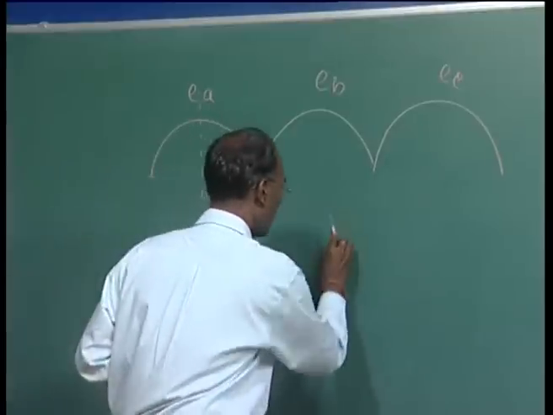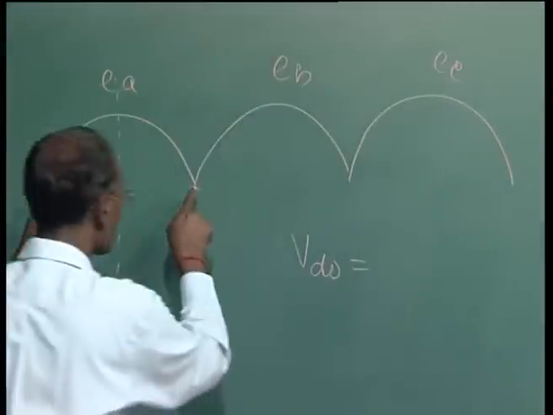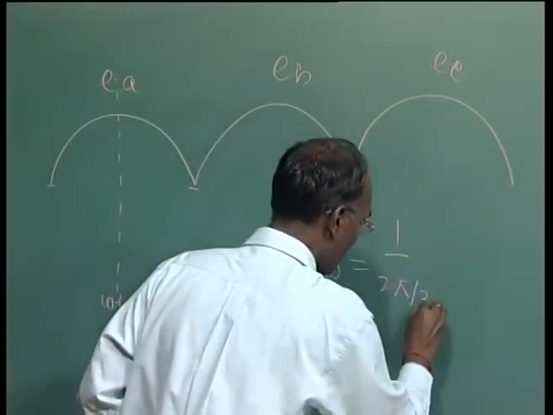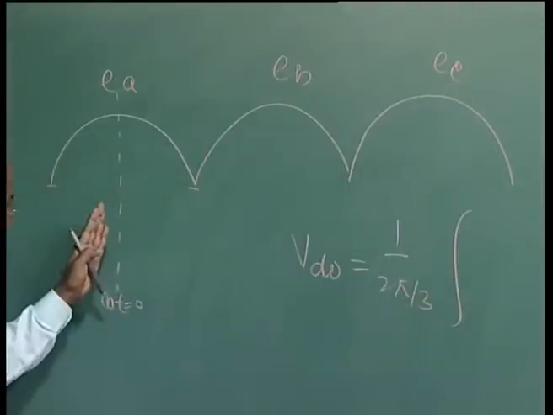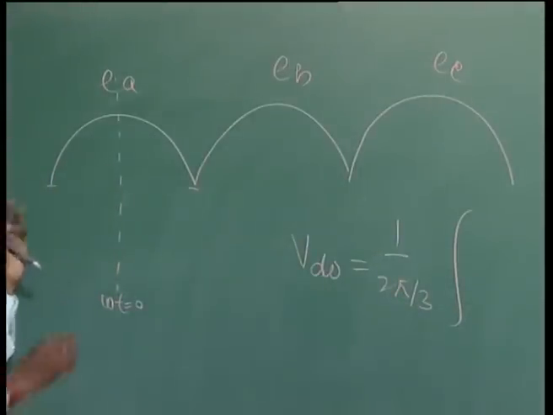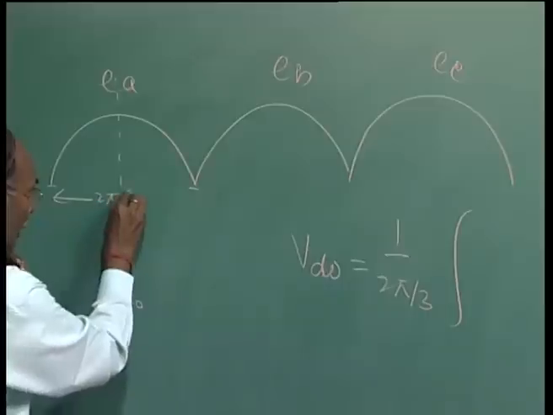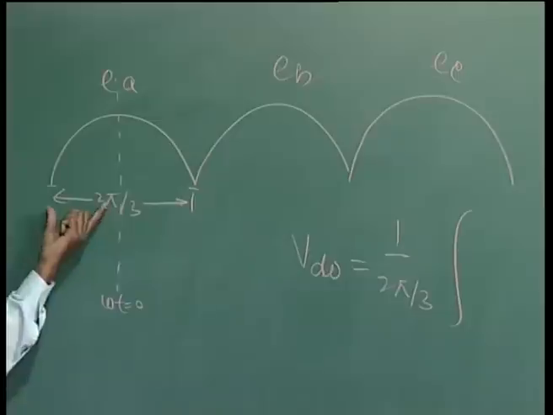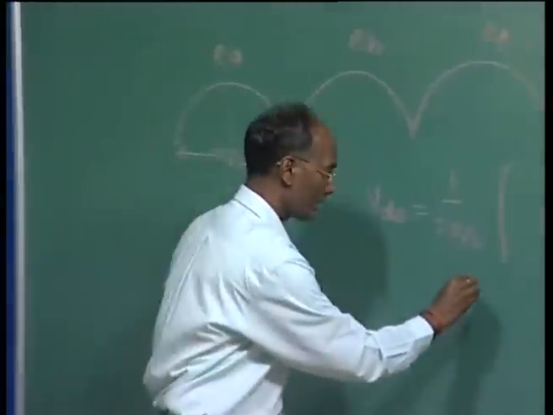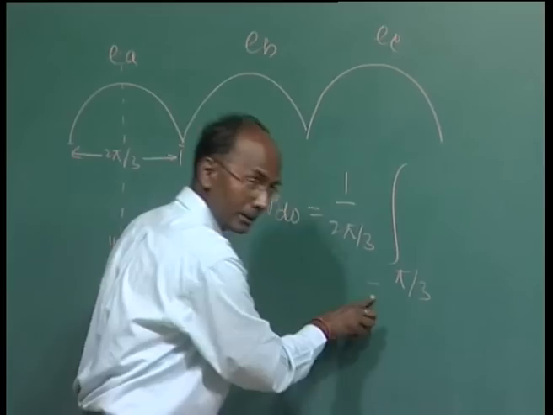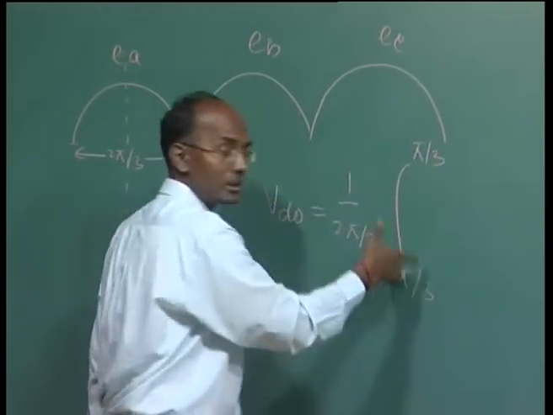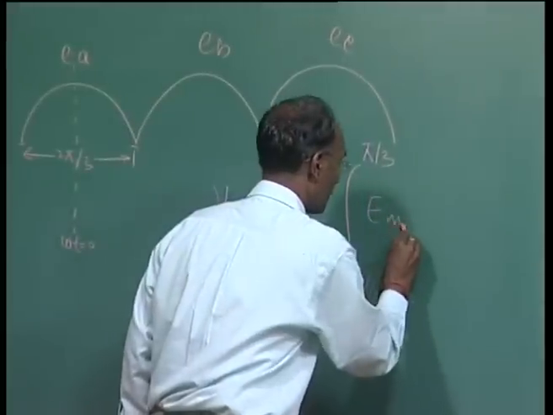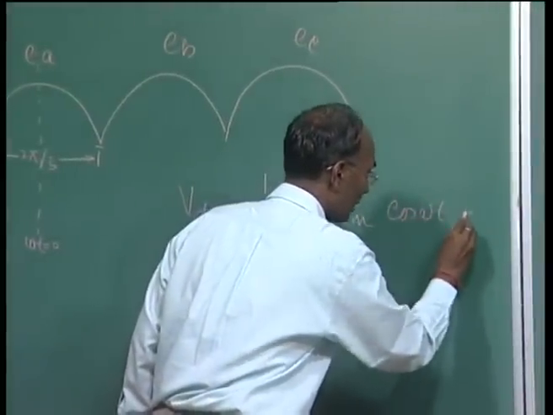Now VDO will be nothing but the total span, taking it as a cosine, so it is 2 pi by 3 integration. This is your axis, omega t is equal to 0, and the total span is 2 pi by 3. Half of this is on this side, half on this side. So I can write pi by 3, minus pi by 3, meaning 60 degrees on this side and 60 degrees on this side, and then EM cosine omega t d omega t.